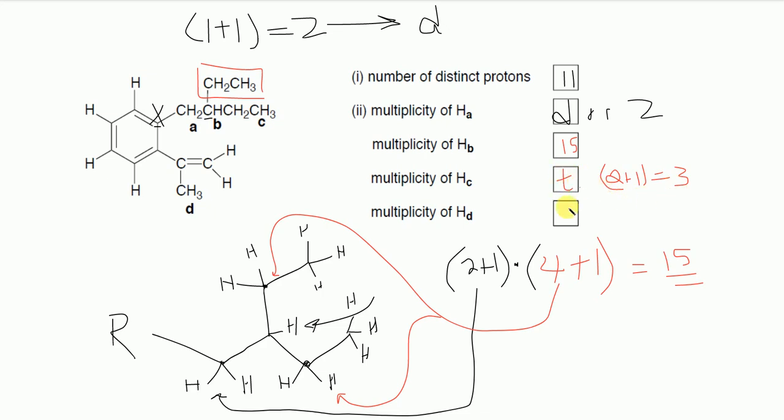or triplet, okay? And then lastly, the multiplicity of HD. And HD is going to be this carbon right here, and I'm looking at the carbons that are bonded to it. So this carbon is the only thing that's bonded to it, and this carbon has 0 hydrogens on it. And so it's 0 plus 1, and that's just 1. Okay, so this is singlet. All right? I hope that makes sense.